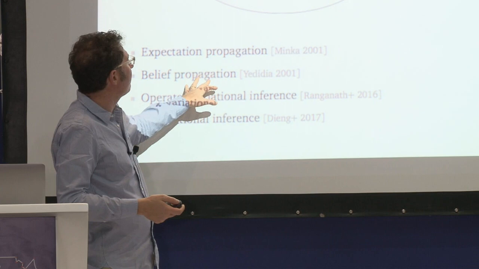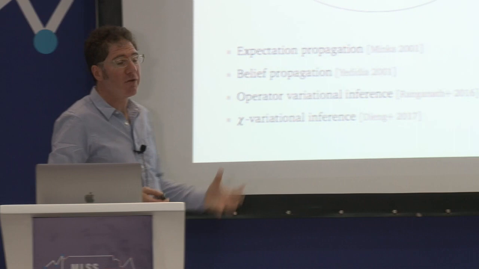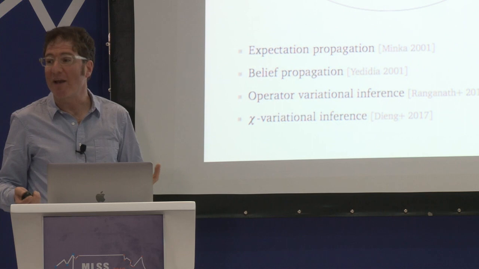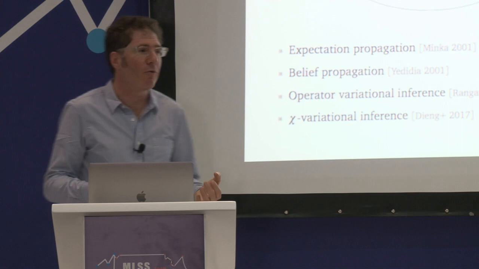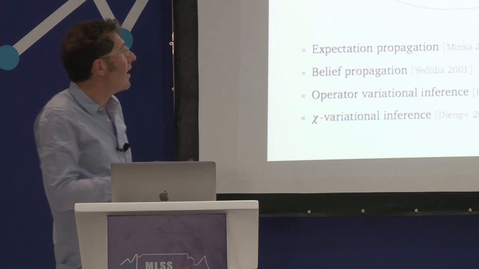Belief propagation, I forgot the name of the divergence, but it's a divergence from statistical physics. And then some examples of papers from our work on this are operator variational inference, where you can use operators to define new distance metrics, and chi variational inference, where you use the chi divergence. This is a matter of taste or a matter of what's important in your problem. None of these divergences is perfect, and each comes with some properties that are good and some properties that you might not want, and it depends on what properties are important for the problem at hand.